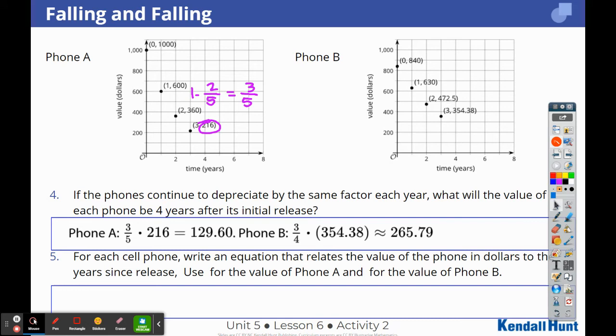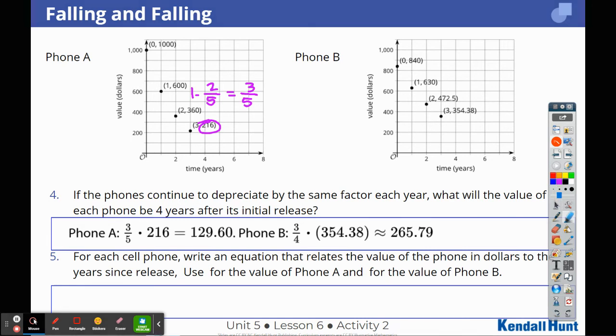And then we can do the same thing for phone B. Instead of multiplying by 1/4 and subtracting it, we can multiply by 3/4 and get our answer there. If we wanted to find out how much the phone would depreciate over any number of years, we could write an equation. So our equation, we would use the value that's remaining and then multiply it by the initial value.